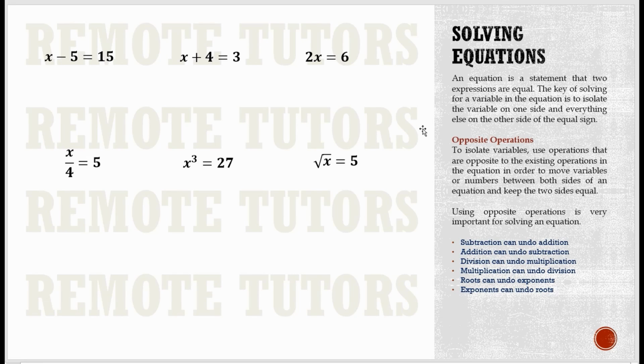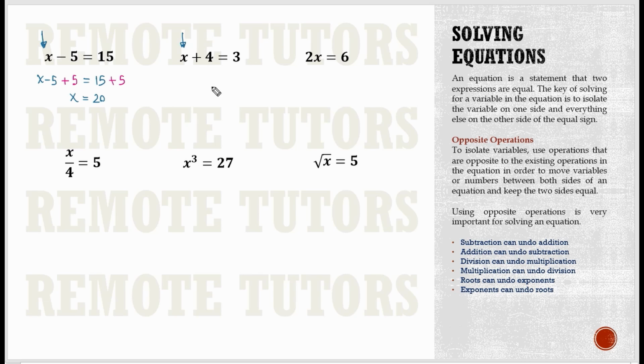In the next 6 examples, we have to solve for x, and in order to isolate a variable, we have to use opposite operations. For example, here, in order to remove -5, we have to add 5 to both sides of the equation. So we get the value of x is 20.